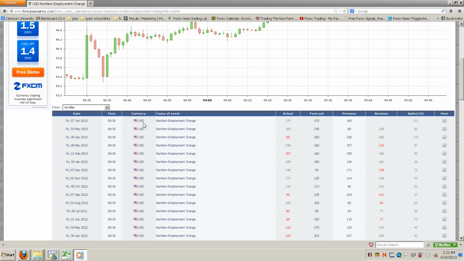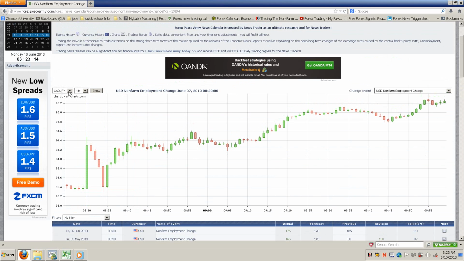Whenever this is green, just remember: good. So USD is good. Now, let's see what this is. CAD, Japan, let's do this.